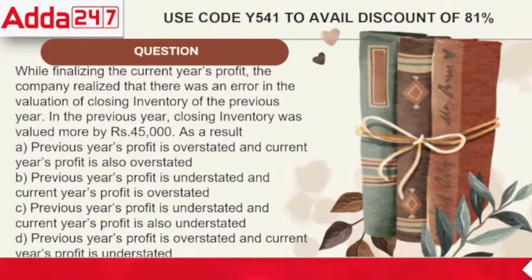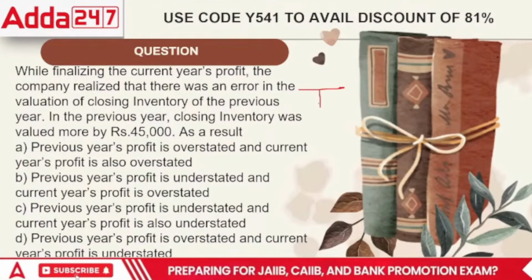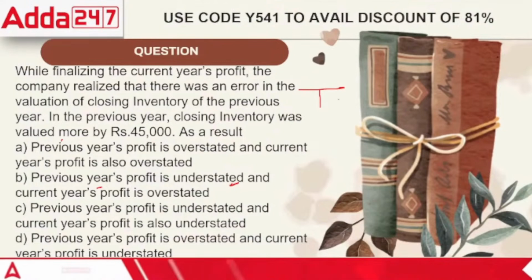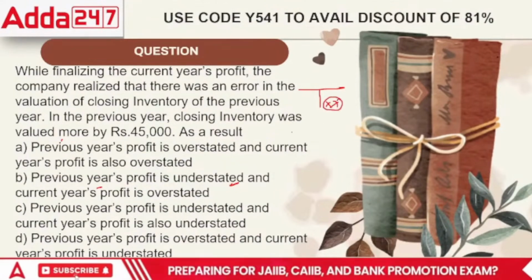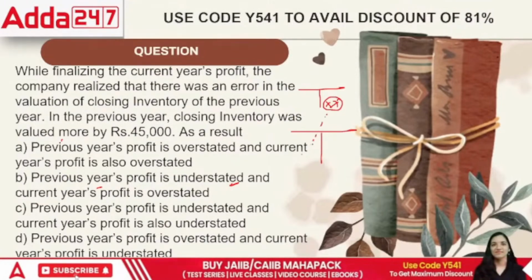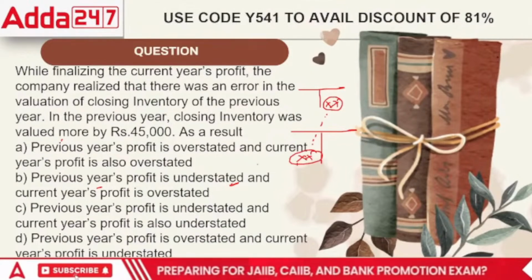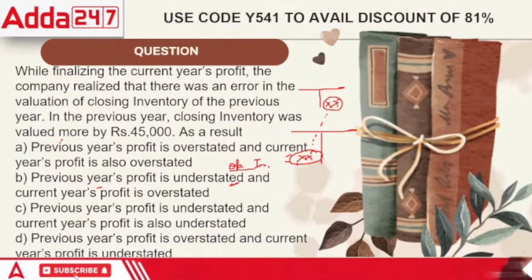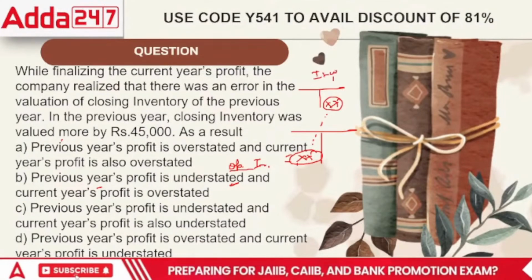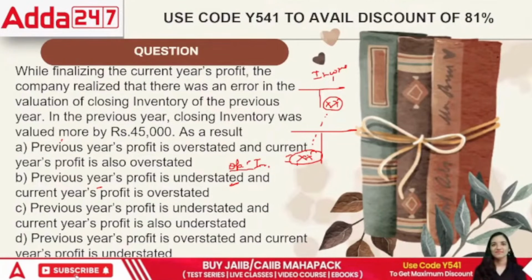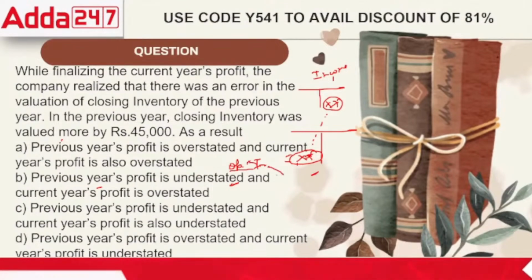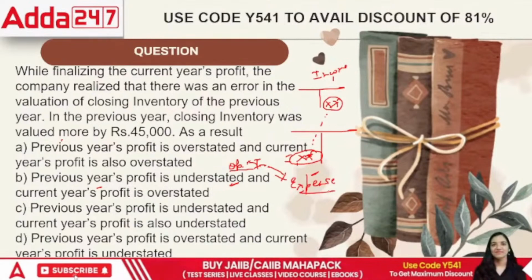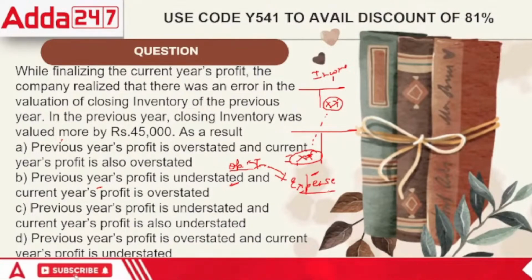The best way to find out this concept is, first of all, to prepare the trading account. If I put the closing stock in the previous year, it was stated here as part of the closing stock. And if I talk about the current year, it would be stated here. Why? Because this year this is the opening inventory. So what is happening is, earlier your income was more, now your expense is more.